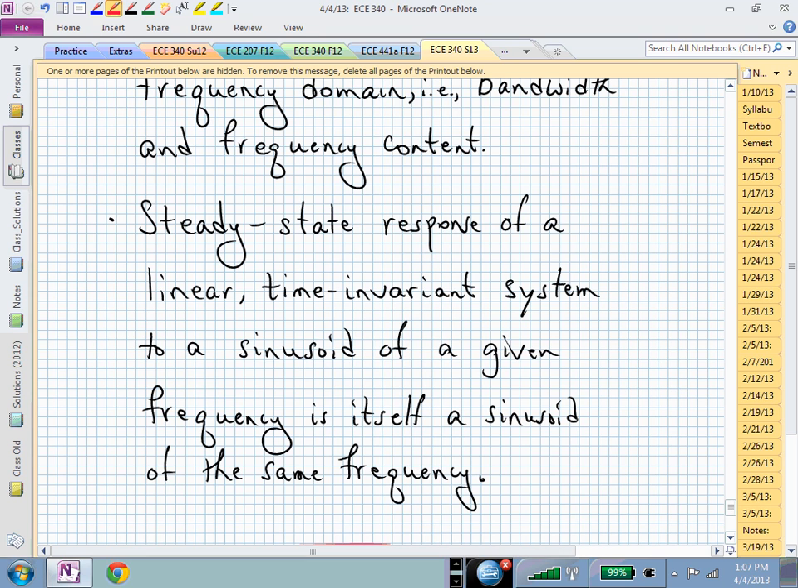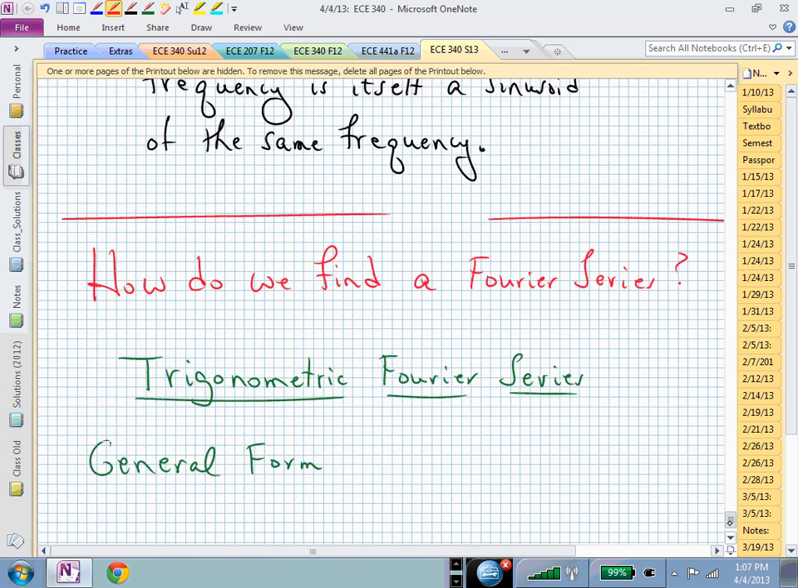Questions? So that was kind of a quick ride through Fourier series, but I think that will give you the background for some of the homework. Now let's see if we can actually compute or figure out what the Fourier series might look like. How do we find a Fourier series?